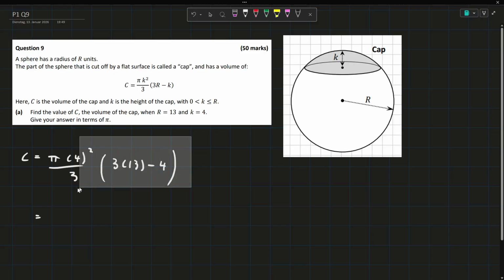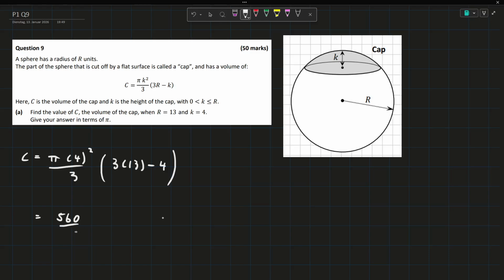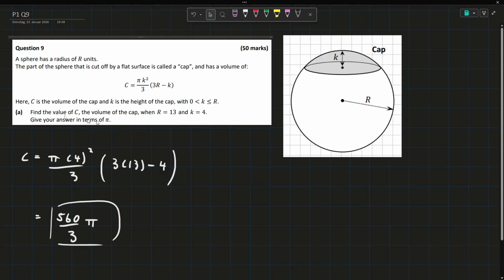Now make sure that you put in just this part, or even if you put in the whole thing, it might give it in terms of pi. But basically you want to find out what this number in front of the pi is, and then just write that number multiplied by pi. When you get the value of this number, it's 560 divided by 3, and then that's being multiplied by pi. And we're not told any units or anything, so we can just give that as our answer.